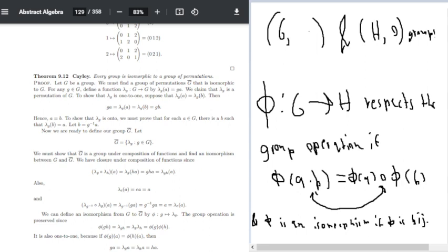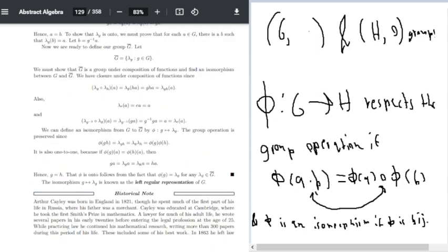Now we are ready to define our group G bar. Let G bar equal the set of all lambda g for g in G. We must show first that G bar is a group under composition of functions, and find an isomorphism between G and G bar. We have closure under composition of functions, since lambda g composed with lambda h of a is equal to lambda g of h a, which is equal to g h a, which is equal to lambda g h of a. Also, lambda e of a is equal to e a, which is equal to a, and lambda g to the negative 1 of lambda g of a equals lambda g to the negative 1 of g a, which equals g to the negative 1 g a, which equals lambda e of a.